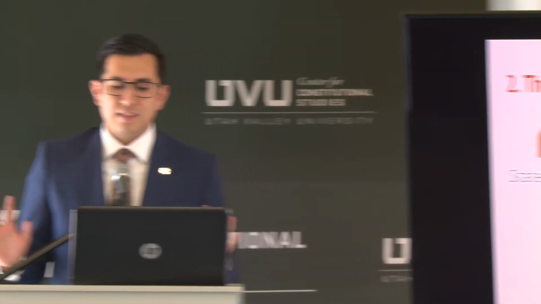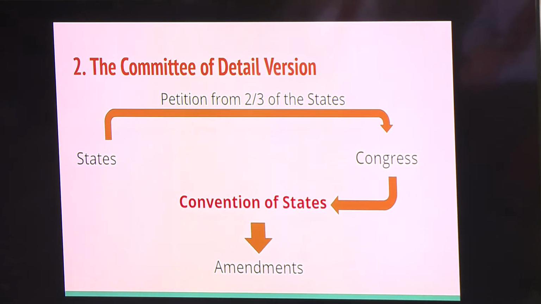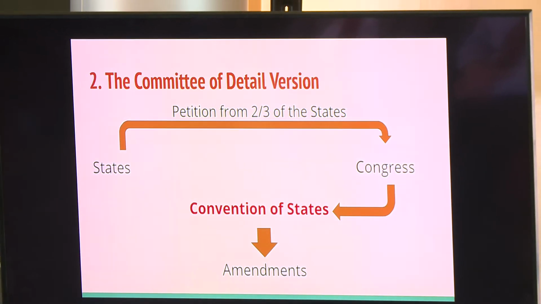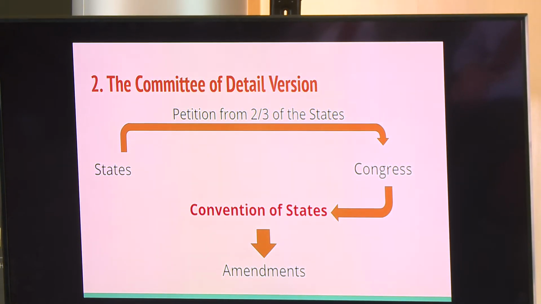This suggestion was then interpreted by the Committee of Detail. The Committee of Detail was a body of 5 men, legal scholars, legal professionals, who took all of the suggestions of the Virginia Plan and wrote a first draft of the Constitution. Instead of reading this quote to you, I'm just going to show you a graph of what it is that they came up with. First of all, you start with the states. If 2/3 of the states petition for a convention of states, then Congress was forced to set up such a convention. In red, I've highlighted the words Convention of States because they were the ones that would be proposing the amendments, not Congress, but the Convention of States that was set up by Congress.